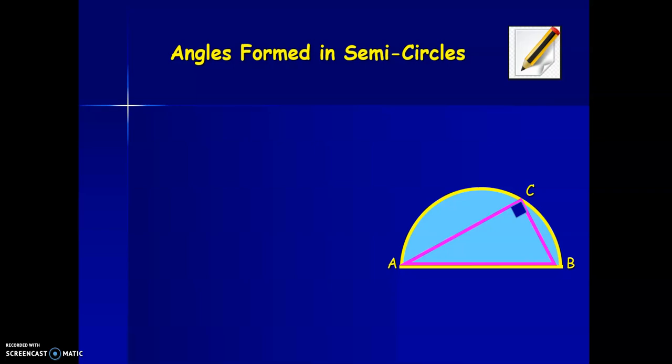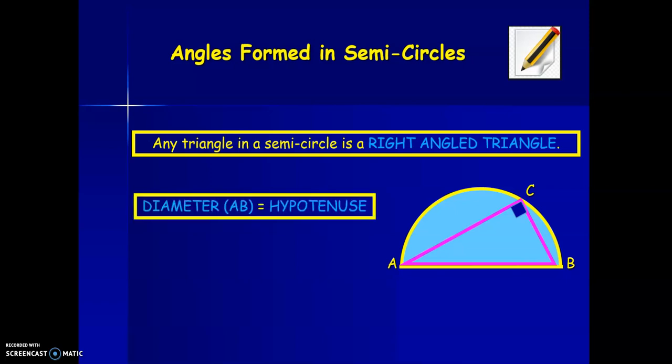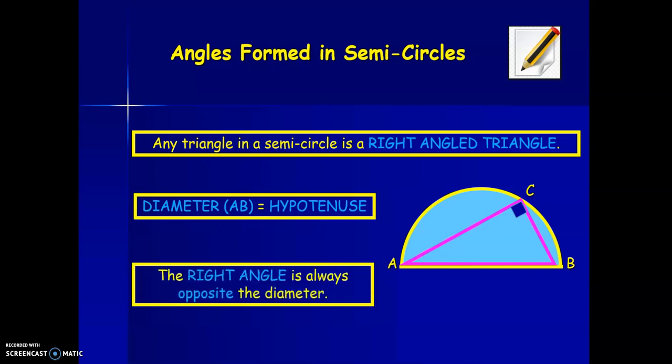Please make sure you copy the following information into your notes. So our conclusion from what we've seen is that any triangle in a semicircle is a right-angled triangle. The diameter is equal to the hypotenuse of the right-angled triangle. And remember, the right angle is always opposite the hypotenuse, so therefore the right angle is always opposite the diameter.